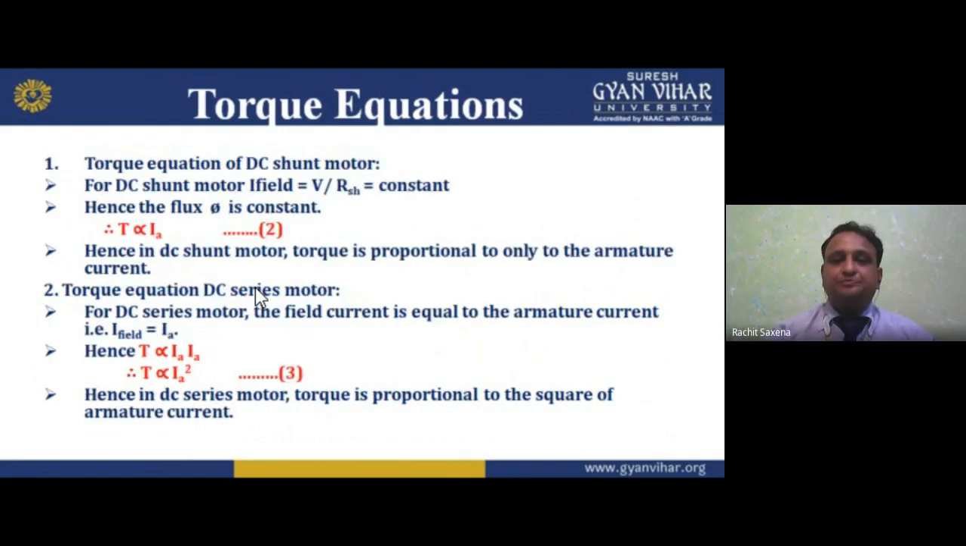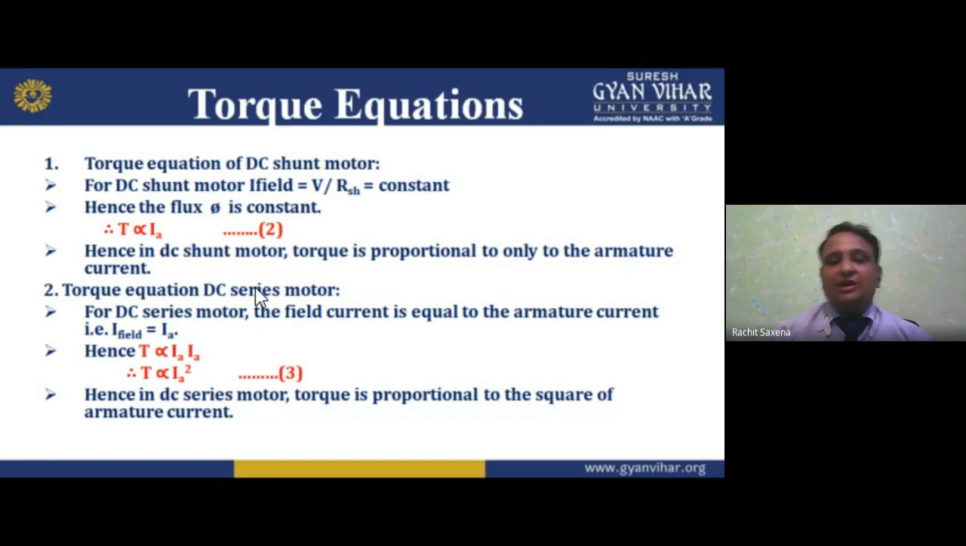Moving forward, torque equation of DC shunt motor. In this shunt motor, we connect the field winding parallel to the armature winding. So we can write I field is equal to V by R_SH. R_SH means shunt resistance, which is constant. In this case, the flux is constant because of the parallel connection. Flux is constant, no proportionality.